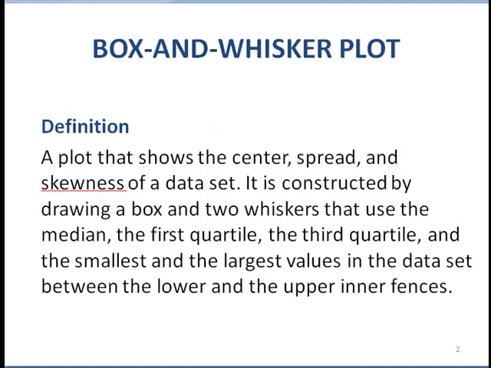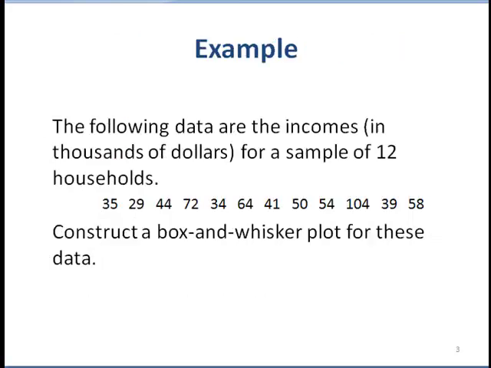Box plots are constructed using the 5-number summary of the data. As such, they display the center of the data, the median, the spread of the data, the interquartile range, the maximum and the minimum, and as we will shortly see, they even display outliers.